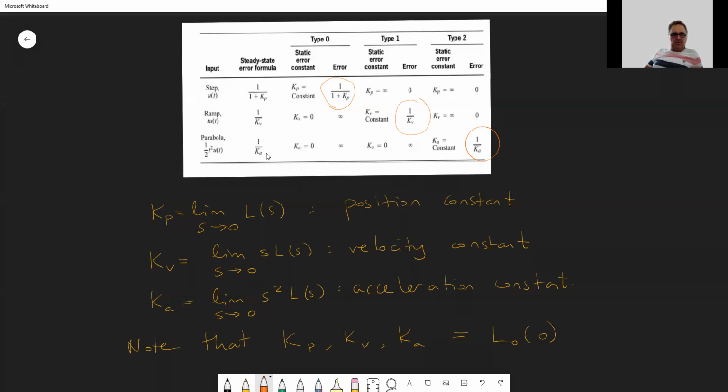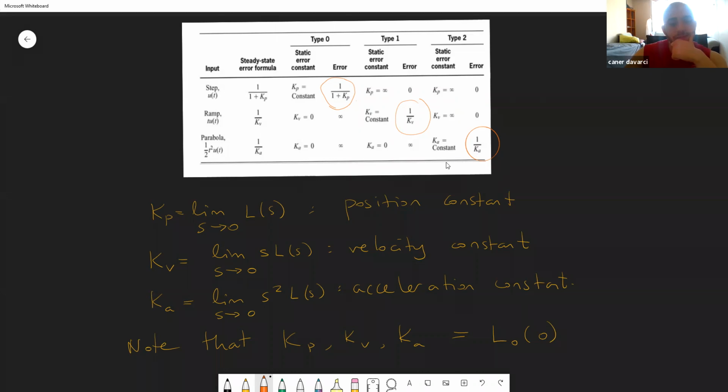And for a parabolic input, for type 0 system, you would have infinite steady state error. For type 1 system, you would have infinite steady state error. And for a type 2 system with parabolic input, the steady state error will be 1 over Ka.